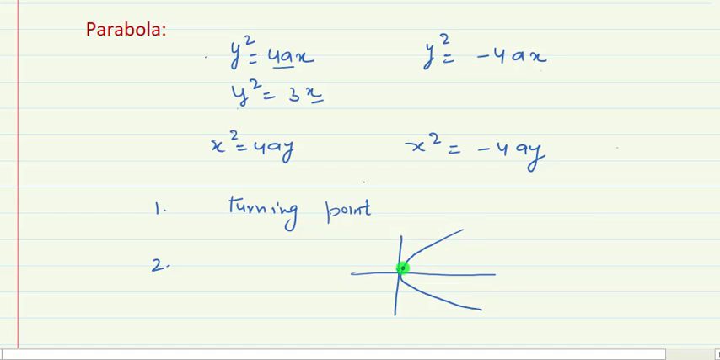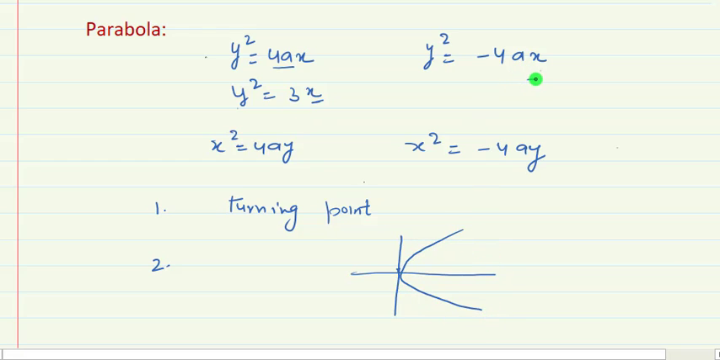Number two, it is along x-axis, because we are observing here the variable which is having power 1. So x is having power 1, so therefore it is along x-axis. And number three, towards which direction? As the sign to both the sides is same, therefore it is towards the positive direction.